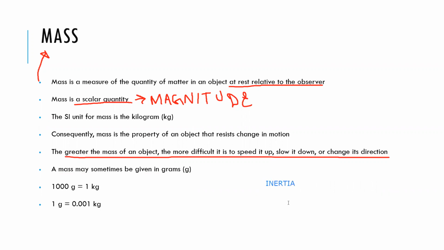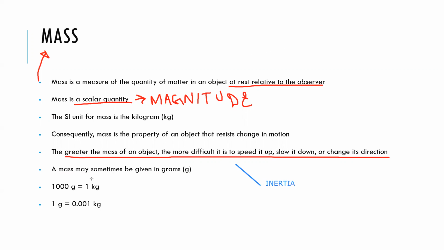So inertia is nonetheless the state of the object, and this property is directly proportional to mass. So mass and inertia are related together, and so the higher the inertia of the object, the higher the mass of the object, the higher the ability to resist the state of inertia. So always remember, the greater the mass of the object, the more difficult it is to speed it up, slow it down, or change its direction. In general, more difficult to change its state of motion.